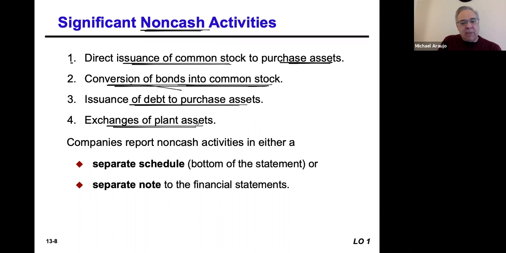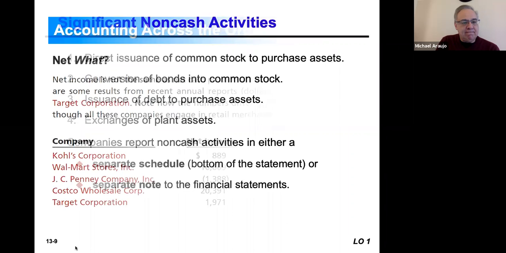Okay. So normally speaking, companies need to report all this. They do so either at the bottom of the cash flow statement, or what they most likely do is they go to the notes to financial statements and they have a separate note showing and explaining their non-cash activities. Okay.